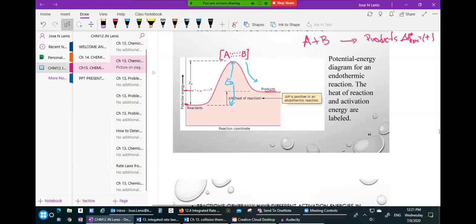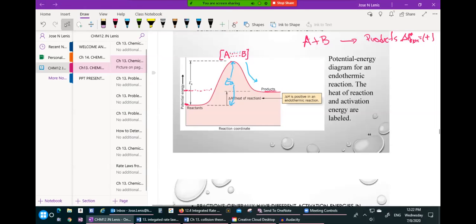And now products are formed. And the difference of energy between products here and reactants is what we call delta H of the reaction. For this case, it's going to be positive because notice the products have higher potential energy than reactants. So that difference of energy absorbed, in this case by the reaction, is called delta H of the reaction. And it's going to be an endothermic process.